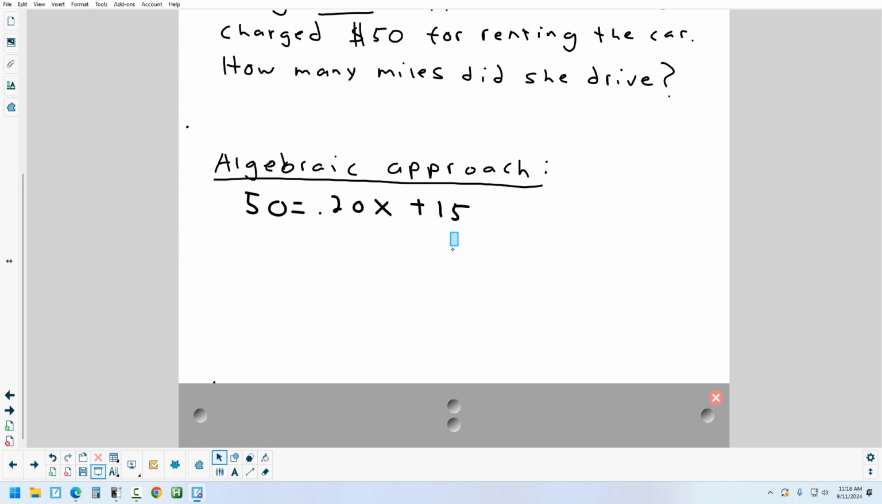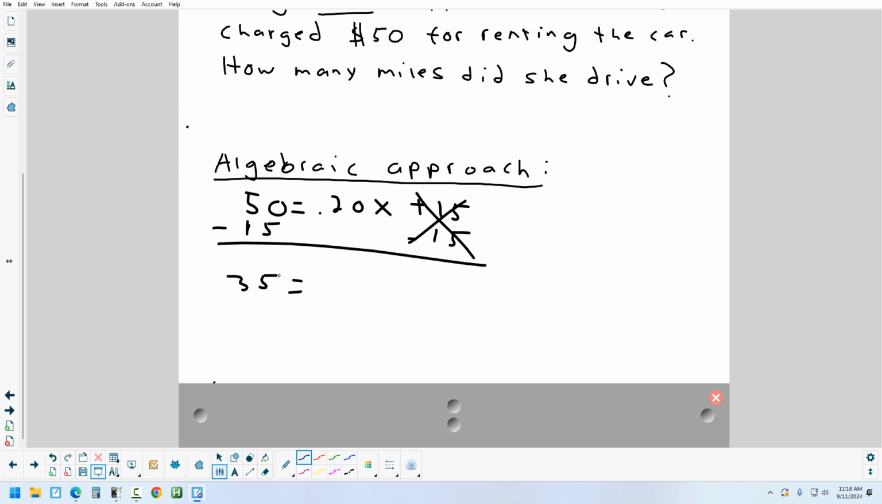So, subtract 15 on both sides. And 50 minus 15 leaves me with 35. Again, do you write 0.2x or 0.20x? In math, that's the same number. In science, you might get into significant figures, but we don't really do that in this class. So 35 equals 0.20x.